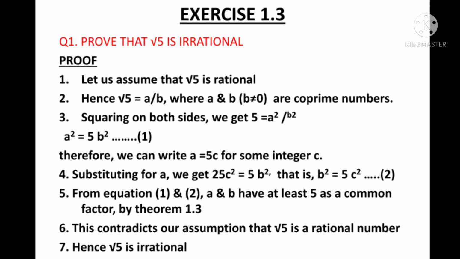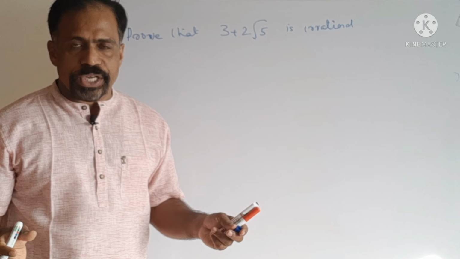From equation 1 and 2, we have seen that 5 is a common factor. This contradicts our assumption that a and b are co-prime numbers. Therefore our assumption that root 5 is a rational number is wrong. Therefore root 5 is irrational. Let us do the next question.